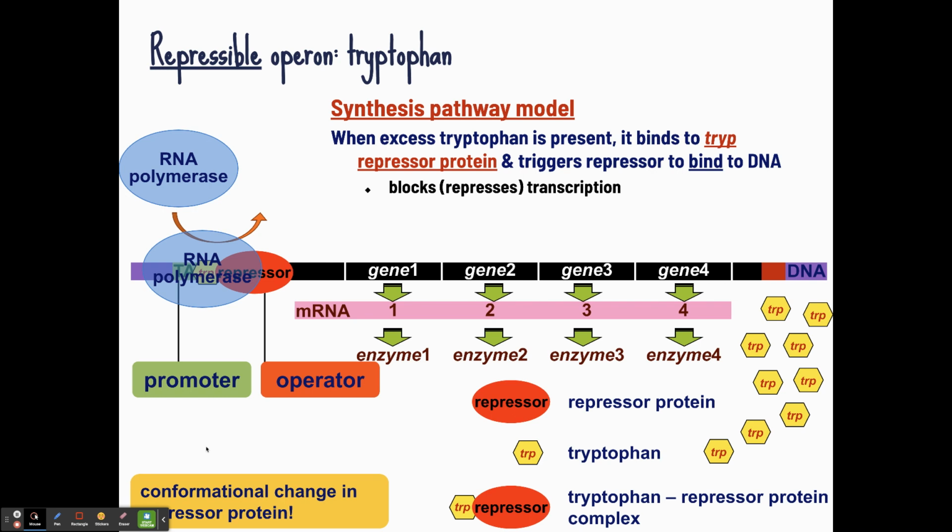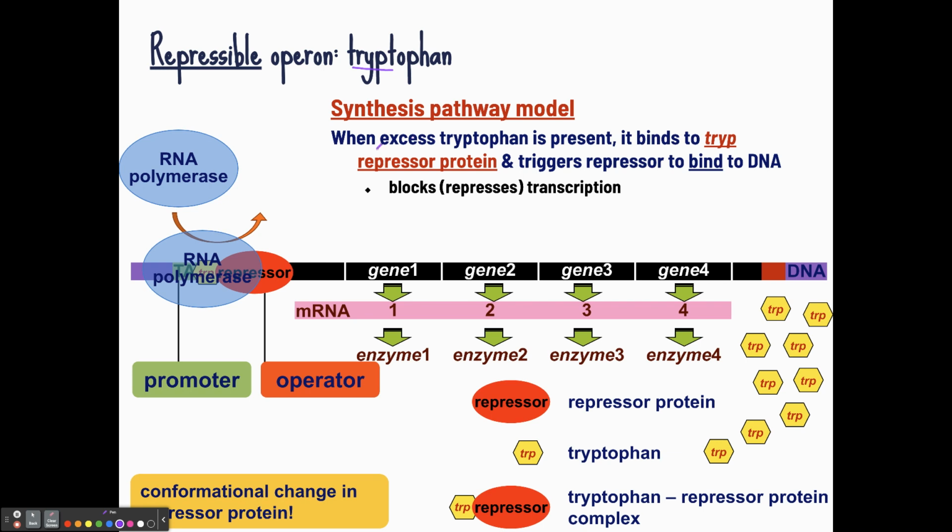All right, there's two types of operons that we're going to look at. One is called a repressible and one is called an inducible, okay? So let's look at this first one, a repressible operon. For the repressible operon, it's going to be known as the trip operon. Trip operon because it's going to make the protein called tryptophan. So we call it the trip operon, okay?